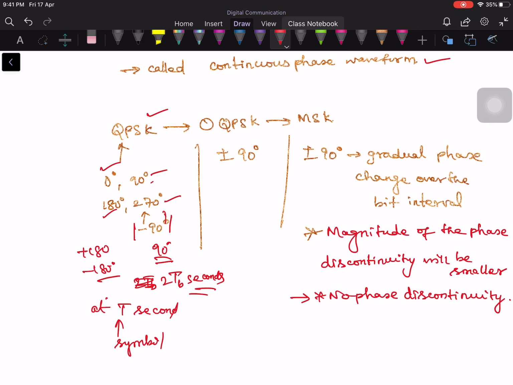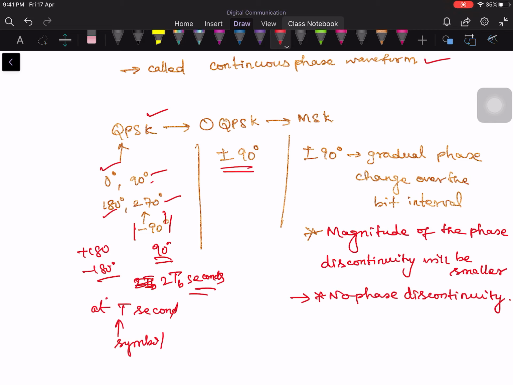So that's why we went to offset QPSK. In offset QPSK, we have two channels, an in-phase channel and a quadrature-phase channel, and the waveforms are offset with respect to each other by half the symbol duration, or TB seconds, and the maximum phase shift is plus or minus 90 degree. Again, there is still a little bit of phase discontinuity, and that phase discontinuity occurs at the bit interval. So that is an undesirable thing.